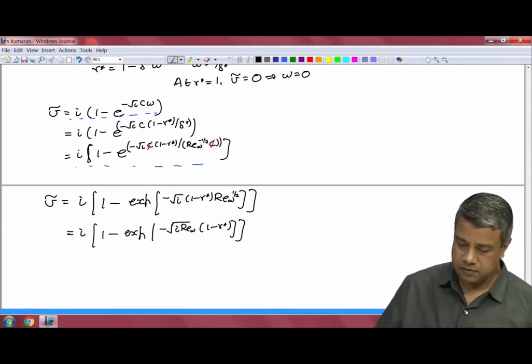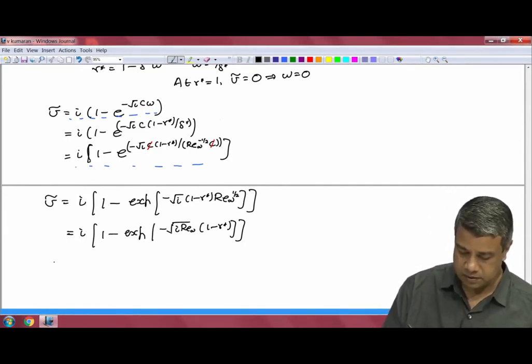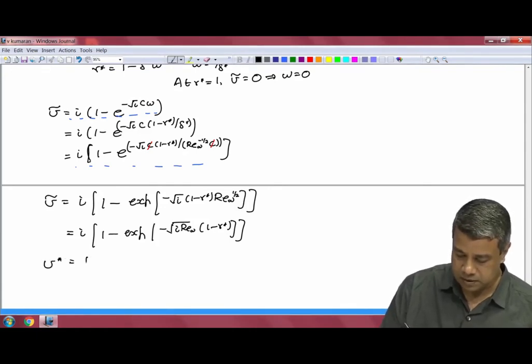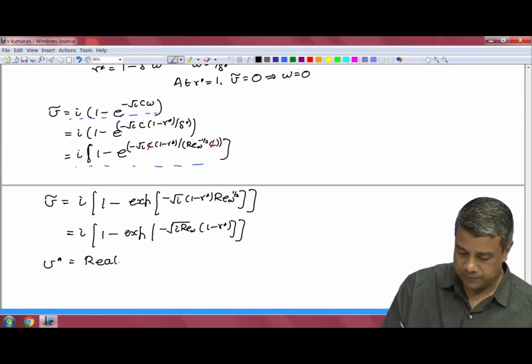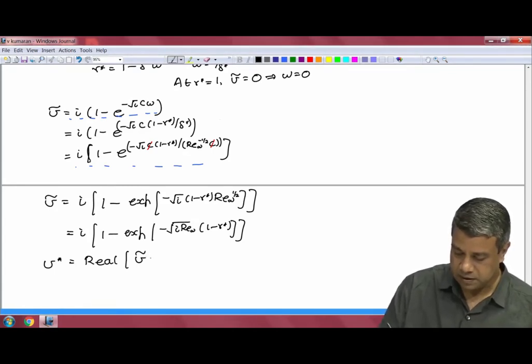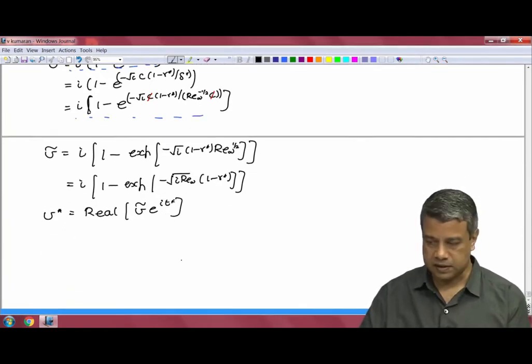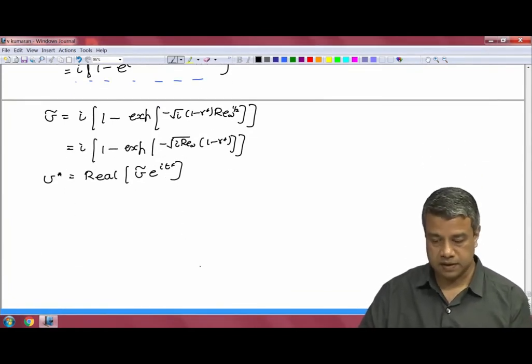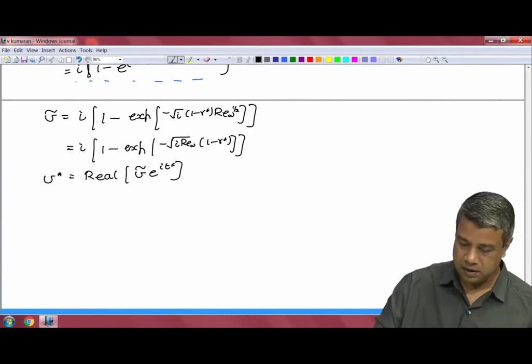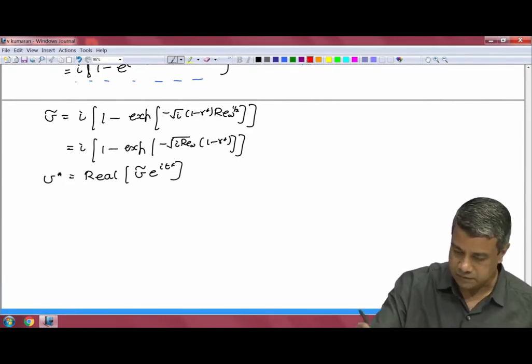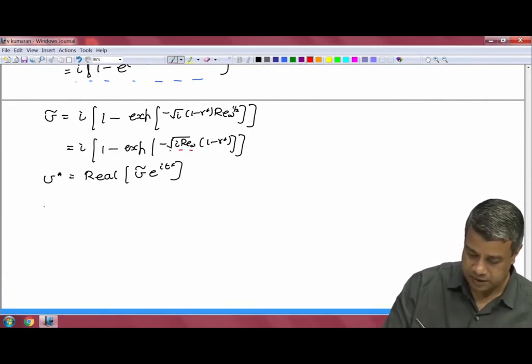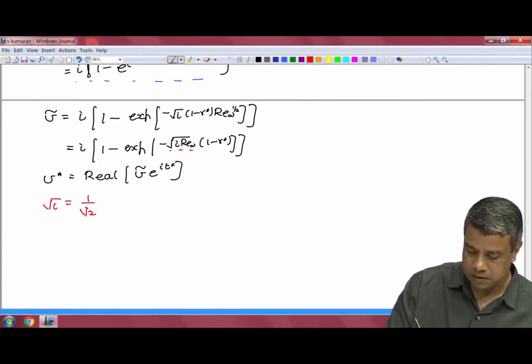Now, I can substitute for square root of i. So, now I have to find out the actual velocity, which is equal to the real part of V tilde e power i t. That is the original velocity. And in this expression, I have to use the substitution, the identity, that square root of i is equal to 1 by root 2 plus i by root 2.